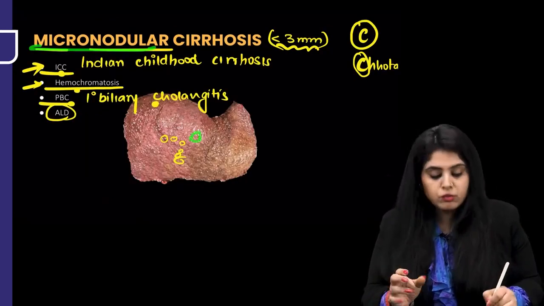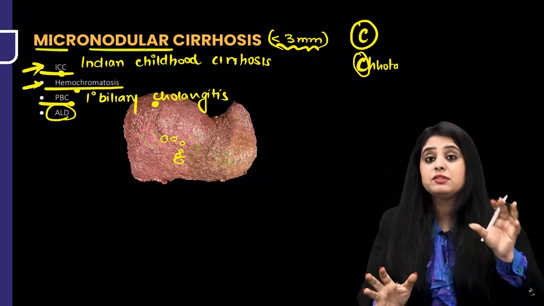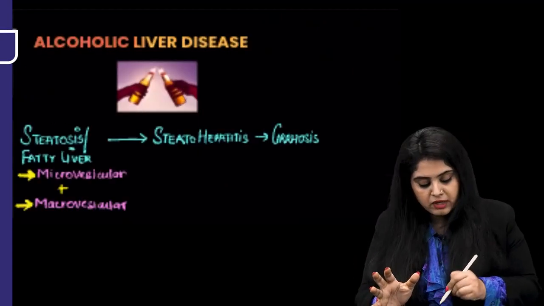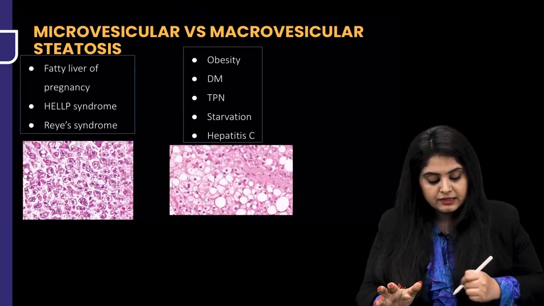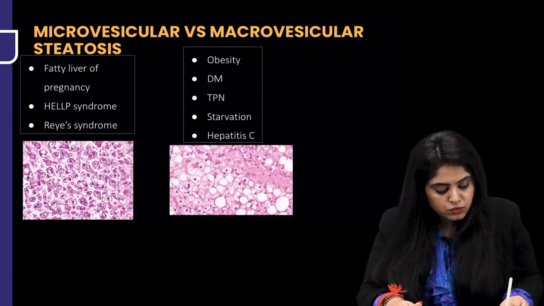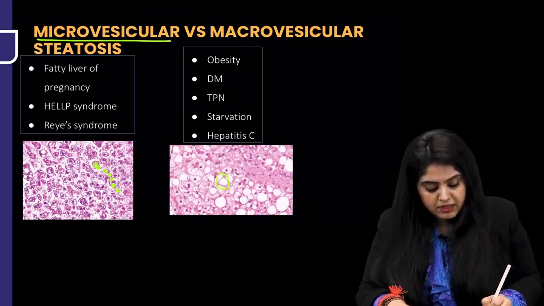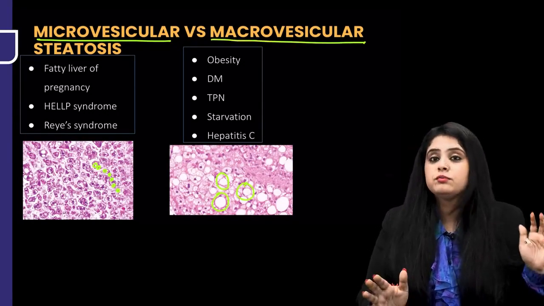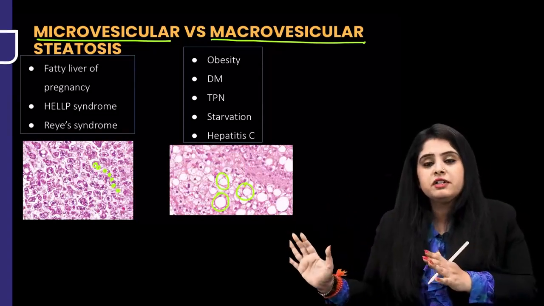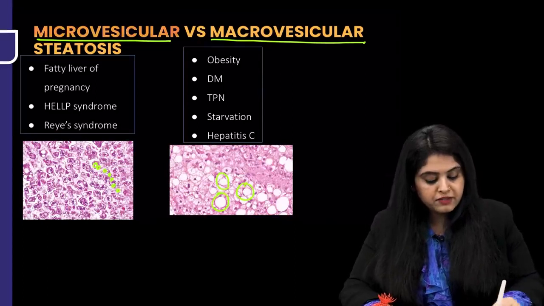Micronodule and macronodule is what you're seeing with your eyes. The nodule size is less than 3 mm or more than 3 mm. It's the nodular thing. Whereas when I'm talking about microvesicular and macrovesicular, it's what you're seeing under the microscope. When you start seeing small white spaces, tiny fat vacuoles, those are microvesicular fatty liver. When you start seeing big fat spaces, you will call it macrovesicular fatty liver. So don't get confused. Macronodular is different. Macrovesicular is different.